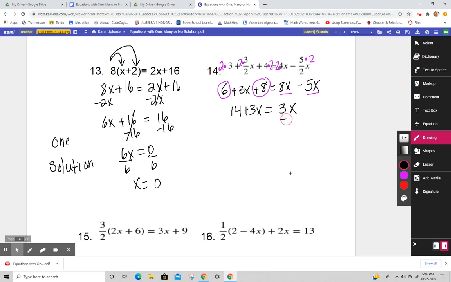All right, let's subtract 3x from both sides. We'll end up with 0 here on this side. This is gone, and we'll have 14. Is 14 equal to 0? No. So this means no solution.